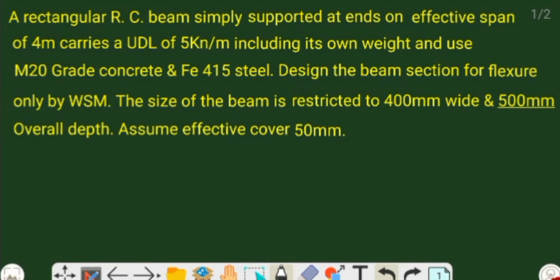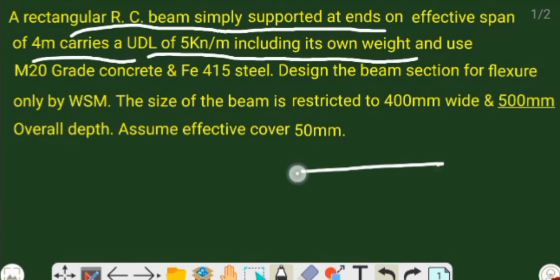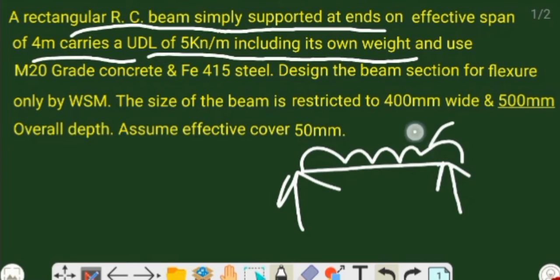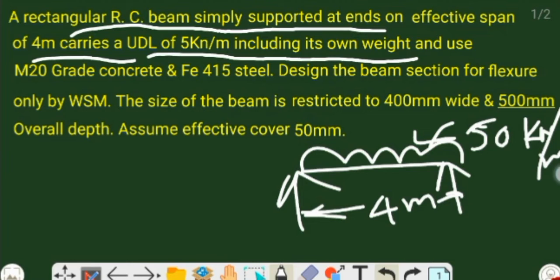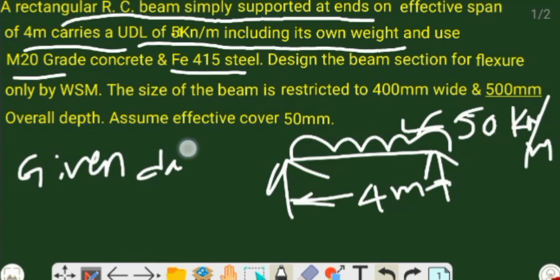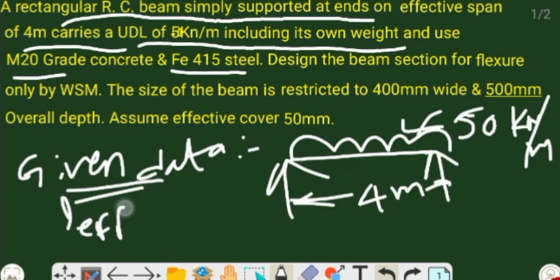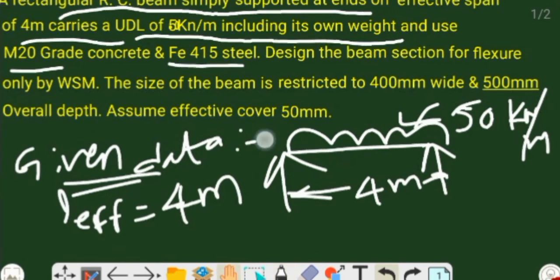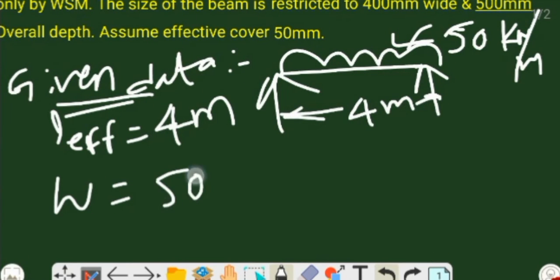A rectangular reinforced concrete beam simply supported at ends over an effective span of 4 meters and carries a UDL of 50 kN per meter, including its own weight also. Sorry for that, the total load is 50 kilonewton per meter, not 5 kilonewton per meter. L effective is 4 meters, directly given, and the total load is 50 kilonewton per meter.